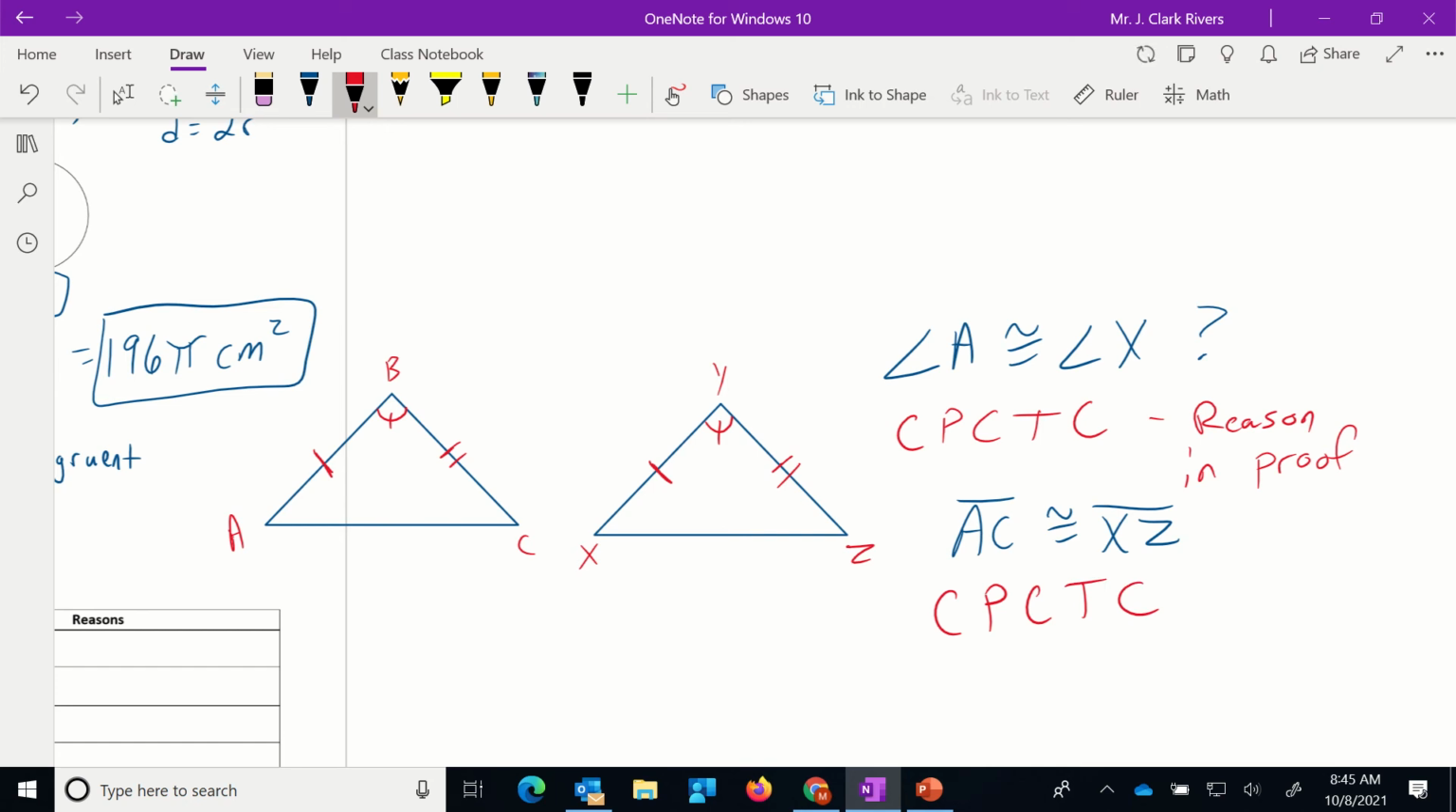So do you understand how we're going to be using CPCTC? First, we prove the two triangles are congruent, or maybe you're told the two triangles are congruent, and then from there you can conclude that the corresponding parts must also be congruent.